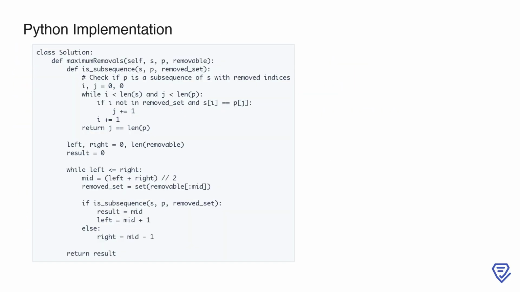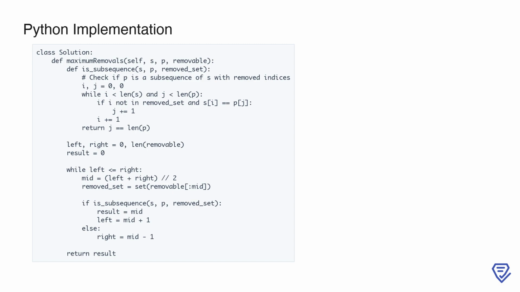This code solves LeetCode problem number 1898, maximum number of removable characters, using binary search combined with a subsequence validation function. The function maximumRemovals calculates the maximum number of characters that can be removed from string S such that P remains a subsequence of S. First, the helper function is_subsequence checks if P is a subsequence of a modified version of S, where indices in the removed set are ignored. This is achieved using a two-pointer technique.